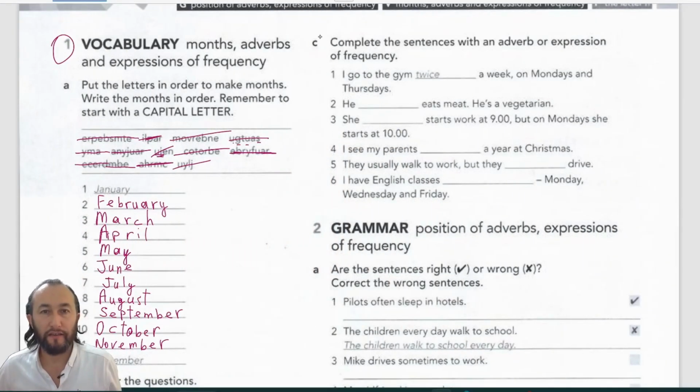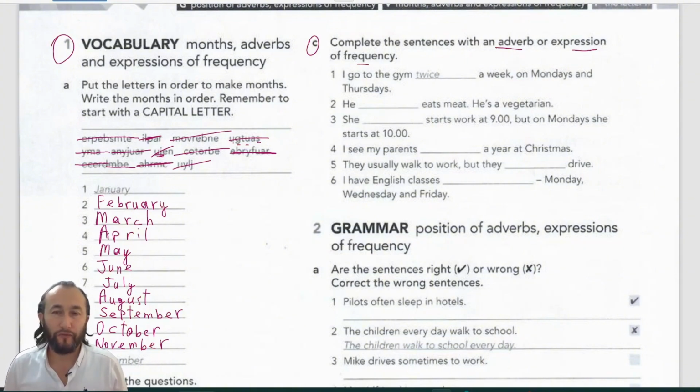Right, exercise C is asking us to complete the sentences with an adverb or expression of frequency. So we've got adverb of frequency and expression of frequency. So what is the difference? Adverbs of frequency are words like sometimes, usually, never, always, often, right? So these are one word adverbs. But expressions of frequency are like once a week, twice a year, 3 times a month. So we've got at least 2 or 3 words, sometimes 4 words in this expression.